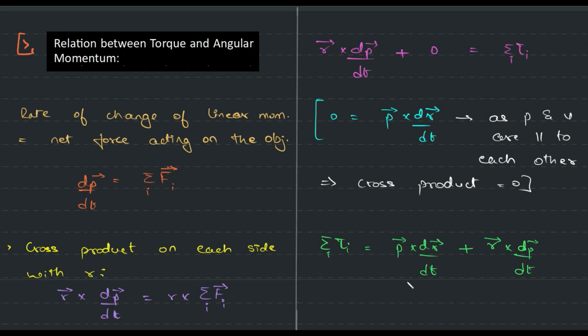Happy? Now, can I use the derivative product rule? Can I rewrite this as d by dt, wherein you are taking the cross product between r and p? I can do that, right? If I differentiate this, I'll get back this. Can you see that?